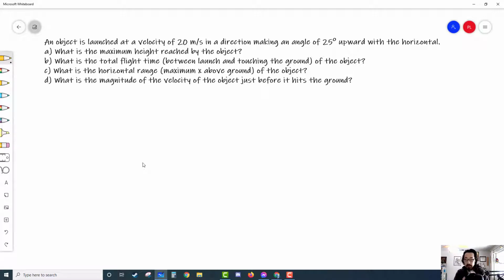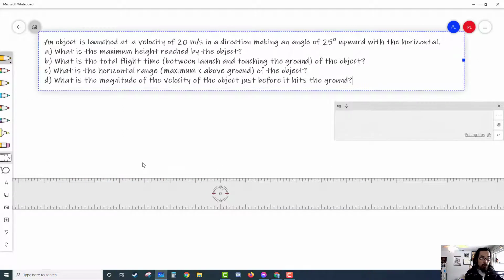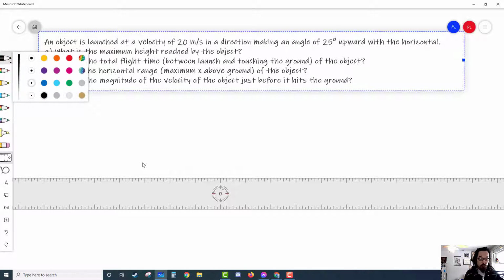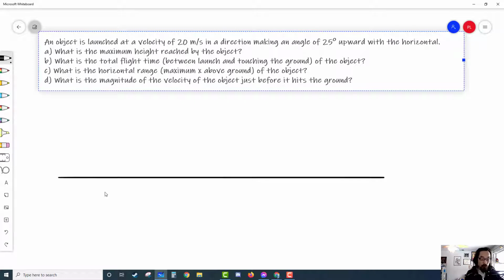Okay, so here it says an object is launched at a velocity of 20 meters per second in a direction making an angle of 25 degrees upwards with the horizontal. And we have to solve it for different parts, A, B, C, and D. Now, what I suggest is that you should always start off with a drawing, because you can write on the drawing and you can have very important ideas on that drawing.